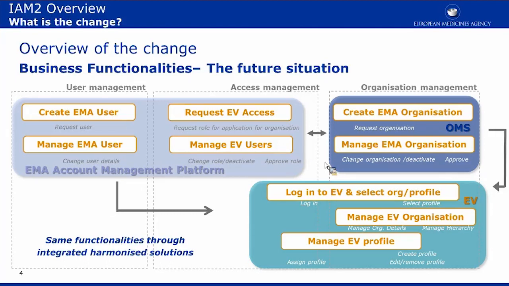And also we have added a third system, which is OMS, which deals with the organization part. So if you are creating a new organization or a new affiliate, which is a legal entity, you will create it in the OMS platform. If you want to change the address of the organization, or add any new information to your organization, you will have to do it via the SPOR platform, no longer in the EV registration platform.